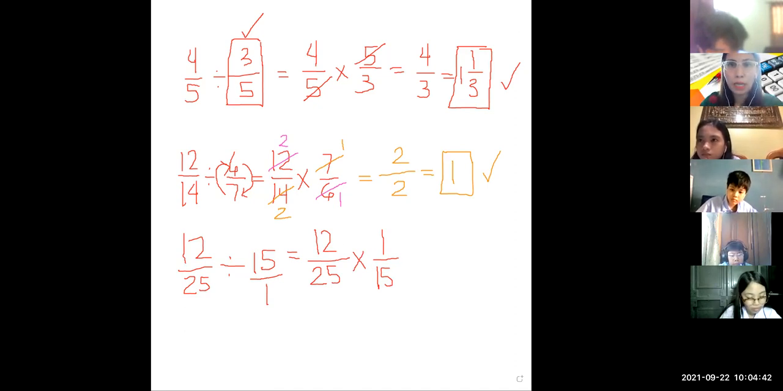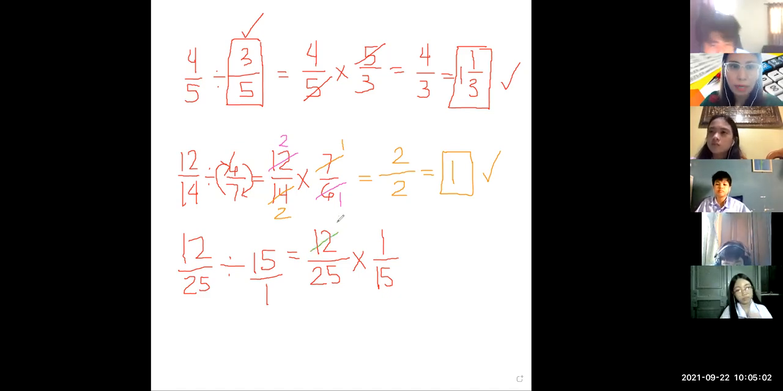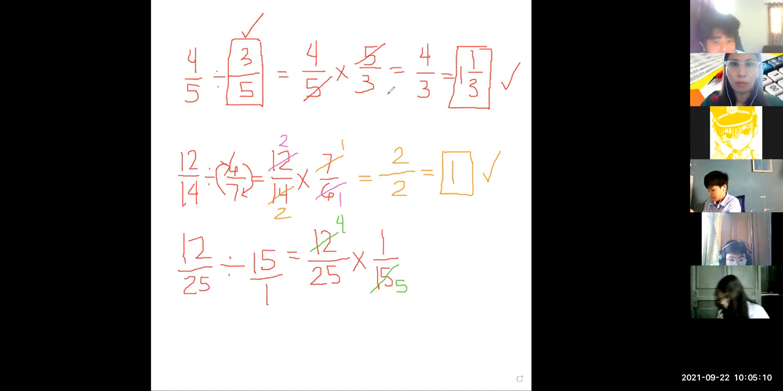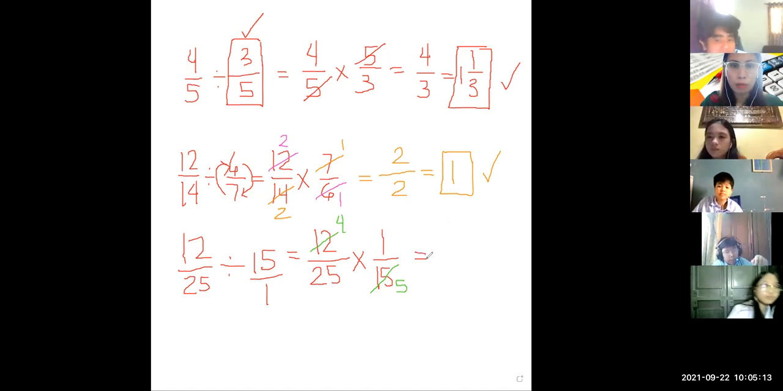And then, copy ha, please copy. Then, check tayo ng numbers na pwedeng i-simplify. Check the numbers. This time, it's 12 and 15 by 3. Right? By 3. So, 12 divided by 3, it's 4. 15 divided by 3, it's 5. So 4 times 1, it's 4. And then let's multiply 25 by 5, it's 125.